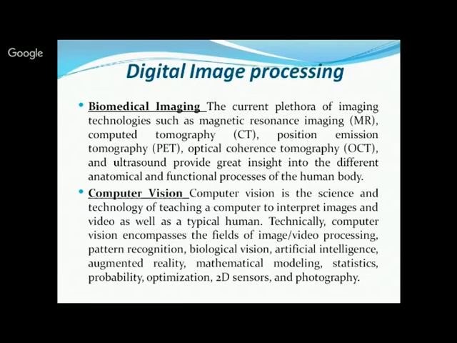It is the science and technology of teaching a computer to interpret images and video as typical humans do. Technically, computer vision includes the fields of image or video processing, pattern recognition, biological vision, artificial intelligence, augmented reality, virtual reality, mathematical modeling, sensors, optimization, photography. Every field is combined, and the combined field is known as computer vision.